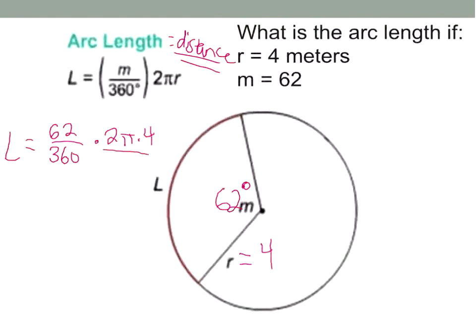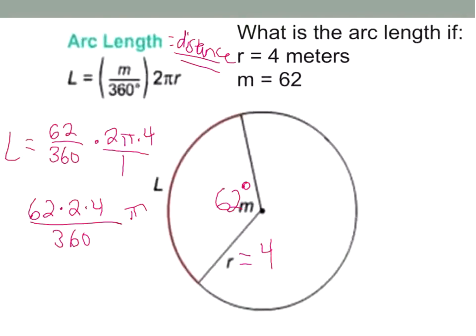Watch, I'm going to make this a fraction as well. How can I make my right side a fraction? Put it over 1. So in my calculator, I'm going to multiply my whole top together, and then I'm going to divide by my bottom. So in my calculator, I'm going to type in 62 times 2 times 4, and on the bottom, I'm going to do divide by 360. I'll show you why I left pi off in just a second.